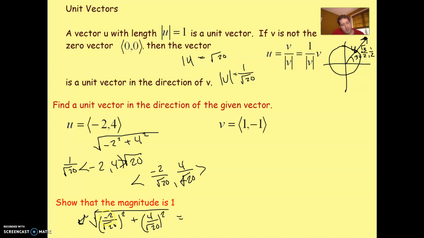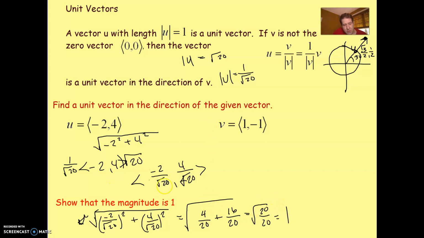Well, this simplifies down. Negative 2 squared is 4. The square root of 20 squared is just 20. And then over here, 4 squared is 16, and the square root of 20 squared is just 20. Then add these two together, 4 plus 16 makes 20. So this becomes 20 over 20, which is 1, and then the square root of 1 is also 1.